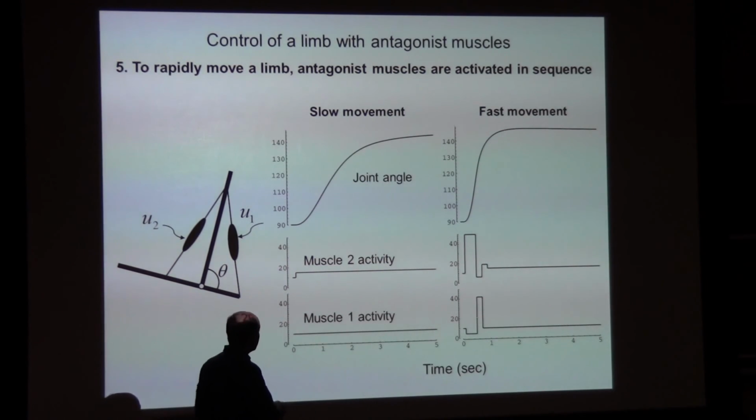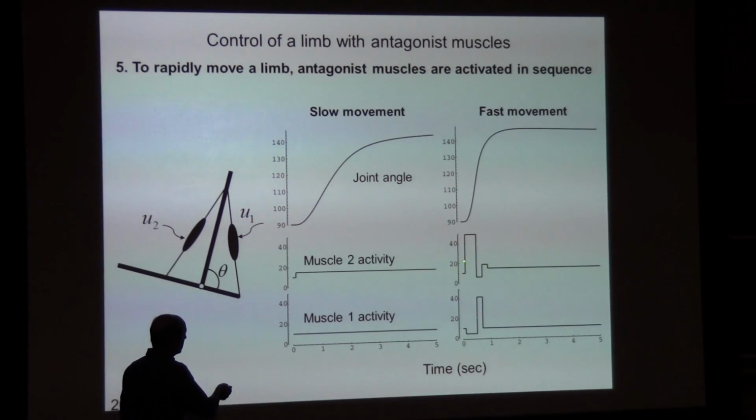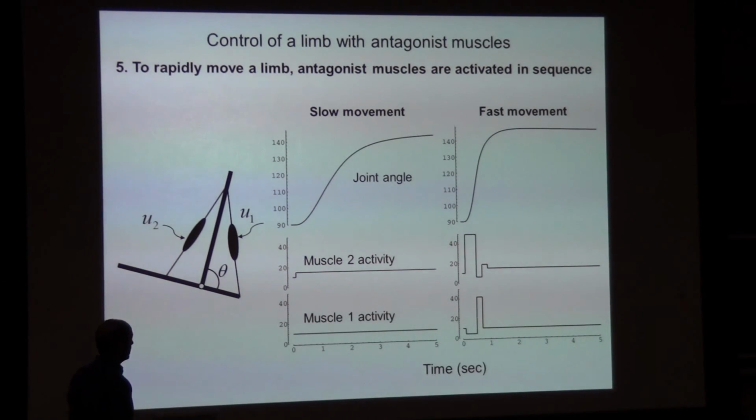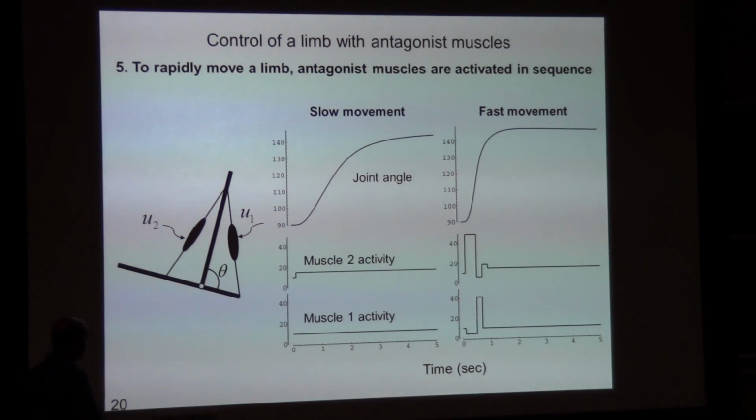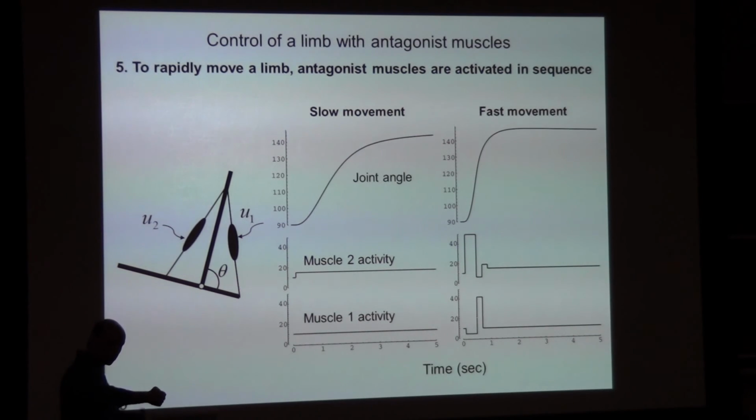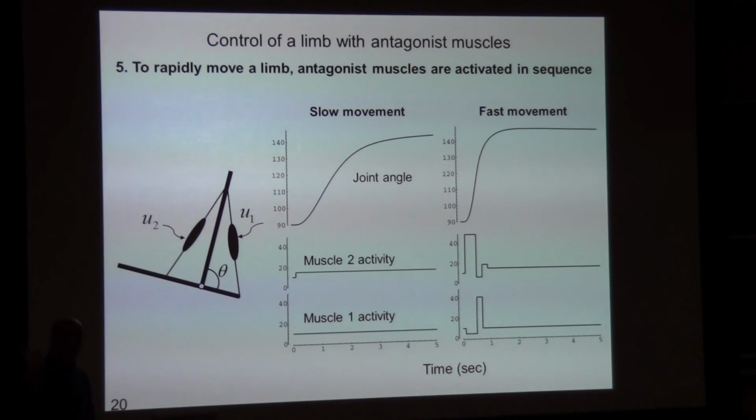So it looks like this: agonist, antagonist, and then a little bit of activity in the agonist. So to make a rapid movement, biceps, triceps, and then back to biceps for the small activity. It's like when you are at the red light. To rapidly move, you accelerate, then you put on the brakes, and then a nudge at the end to get to the next red light.